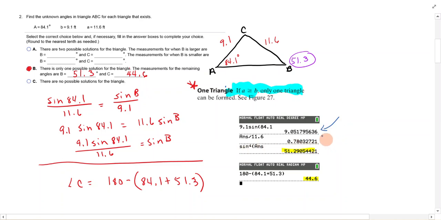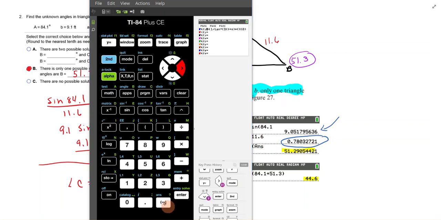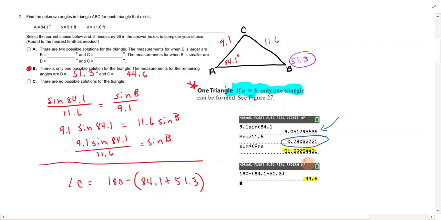So I've got this. That's what the sine of B is. If I want to know what the angle is, I do inverse sine of that number. So in this case, I did inverse sine, and I said answer, which is the inverse sine with the little negative one up here. When you do that, you get 51.29, and we're going to round to the tenth. I think that is what it told us. Everything else was in tenths, so yes, it says it right there.